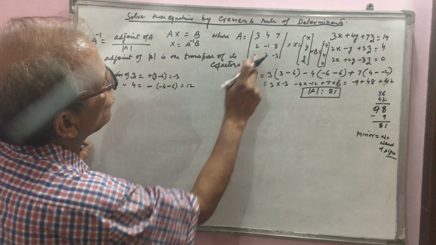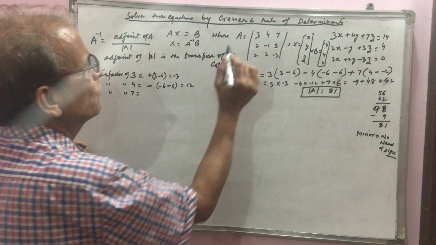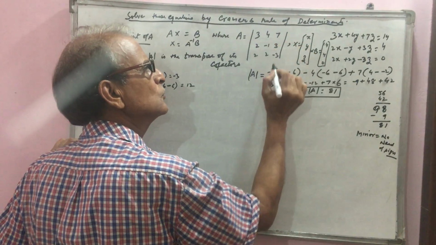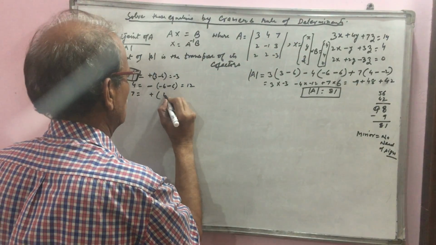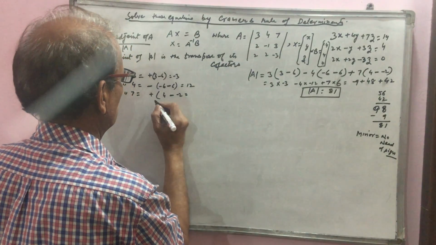So then we have the cofactor of 7. Positive, negative, positive. You take the positive sign. Delete this column and this row. So 2 2s are 4. Minus itself. 2 into minus 1, it is minus 2. It is 6.